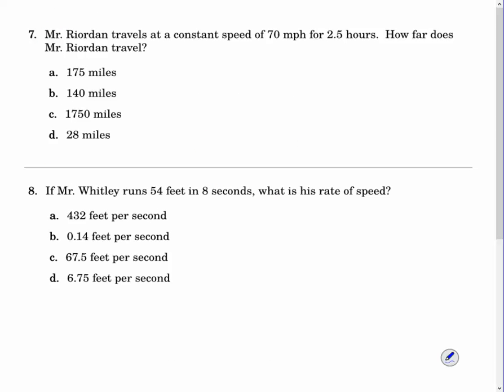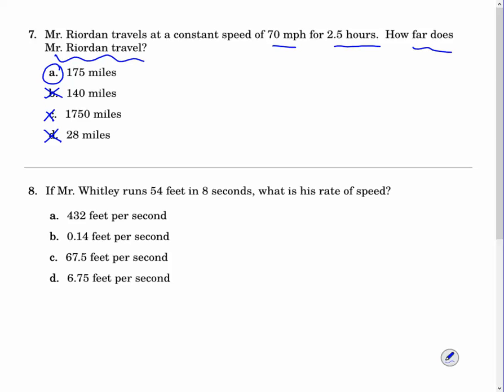Question 7, Mr. Riordan travels at a constant speed of 70 miles per hour for 2.5 hours. How far does Mr. Riordan travel? So we know it's 70 miles in 1 hour. Miles per hour means in 1 hour. So he is going for over 2 hours. If he's going 70 miles in 1 hour, he'd go 140 in 2 hours, but he's going over that amount, so it can't be 140. We could eliminate that. And in 1 hour he's going 70 miles, so it doesn't make sense that he would be going less than 70 miles. And then choice C is just a ridiculous number.